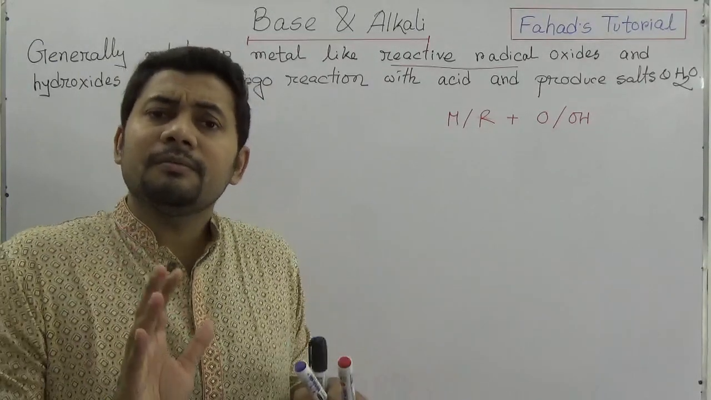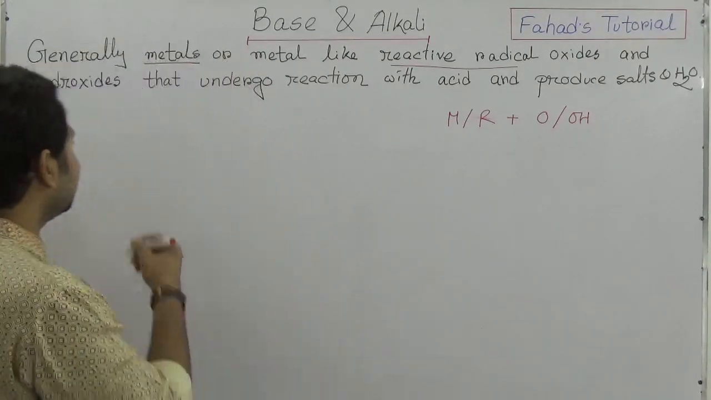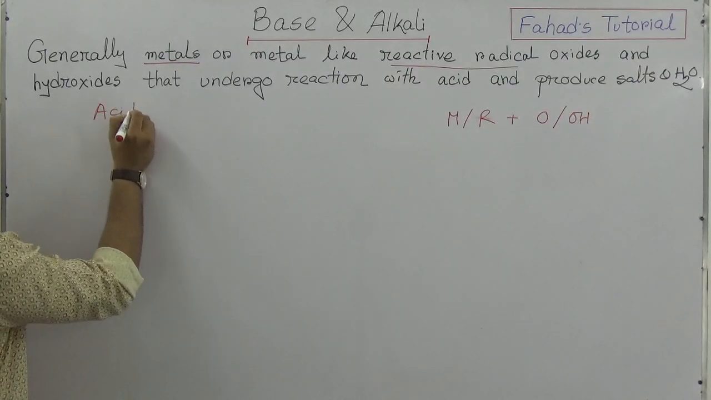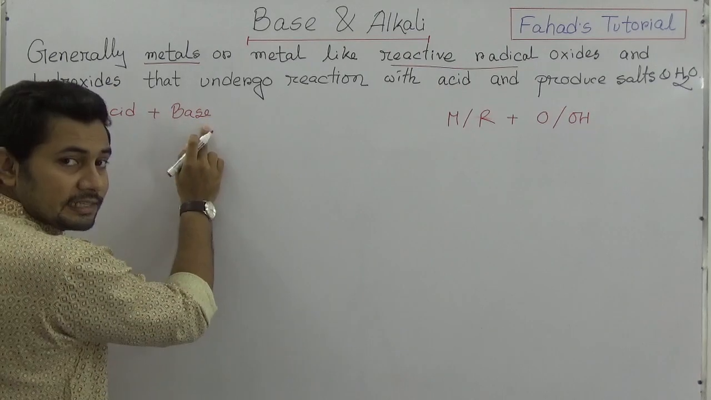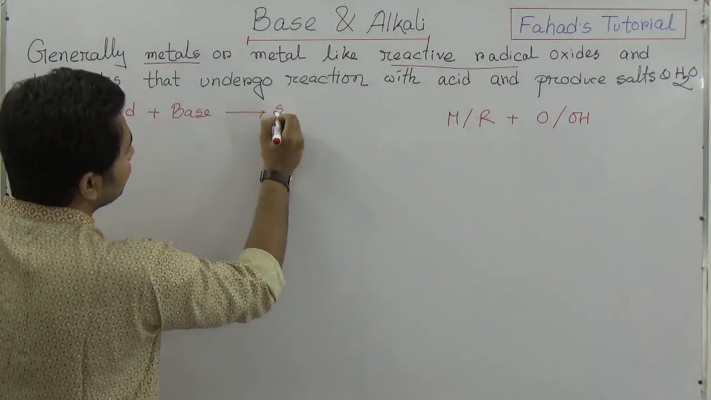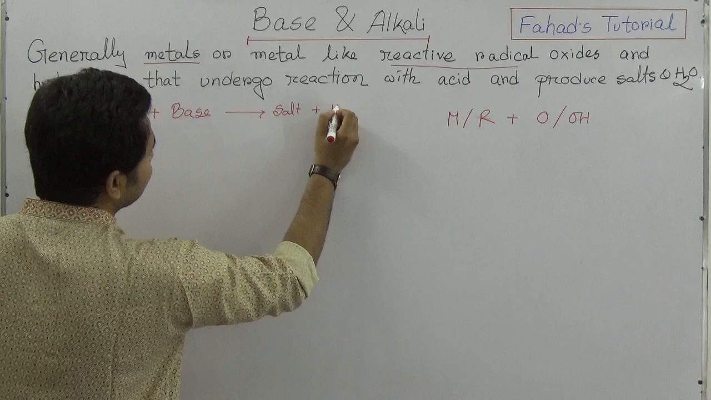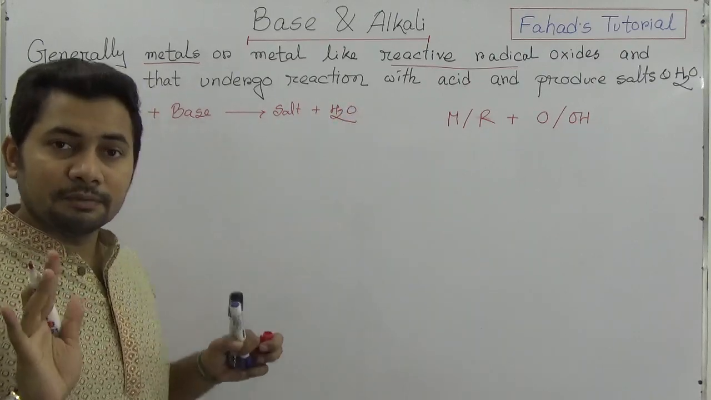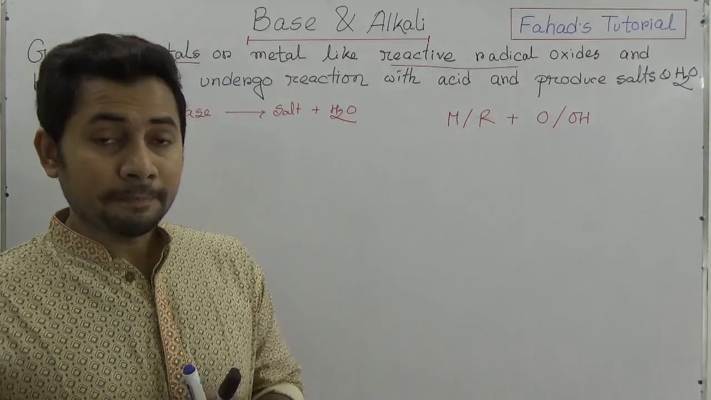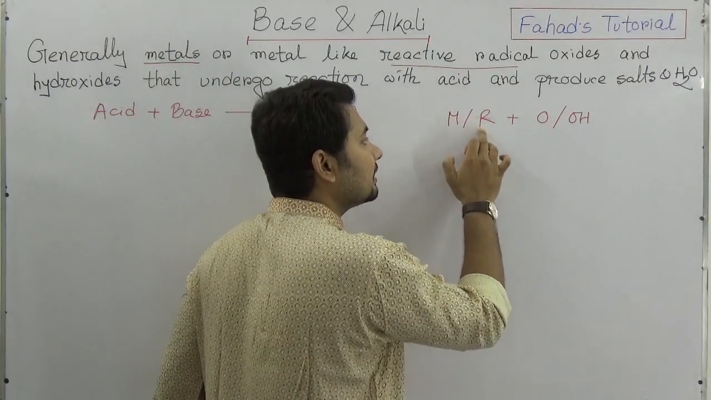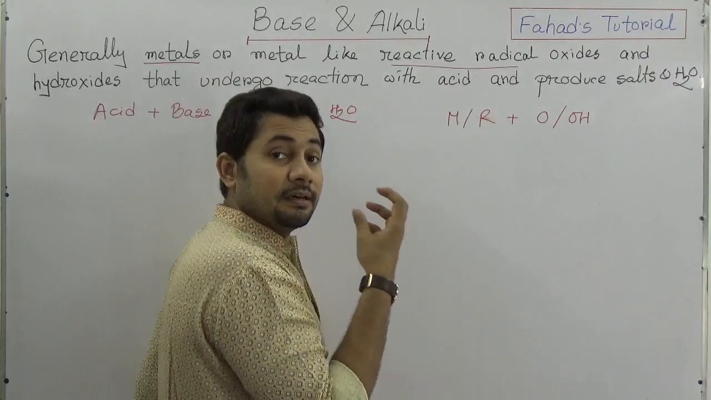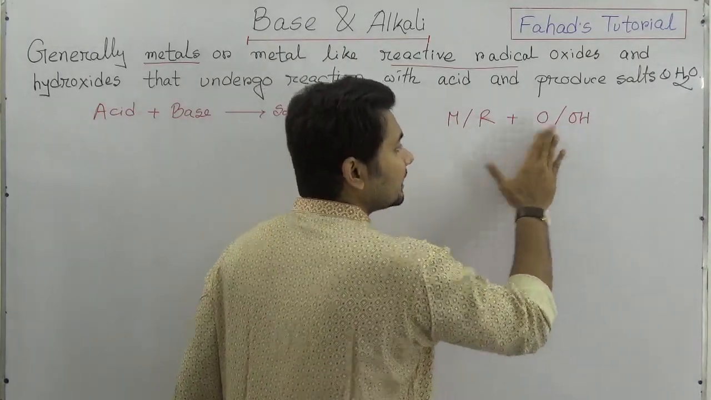We know another basic thing: when acid undergoes reaction with base or alkali, then it produces salt and water. So this is very simple. We know this is a neutralization reaction. So what is base? We know that it is the metals or metal-like reactive radicals, oxides and hydroxides.